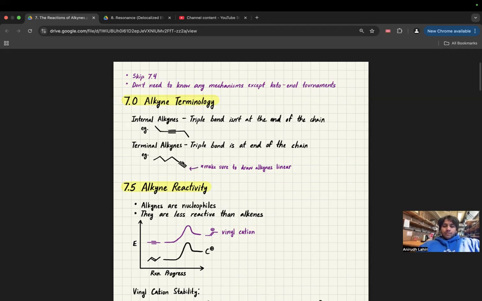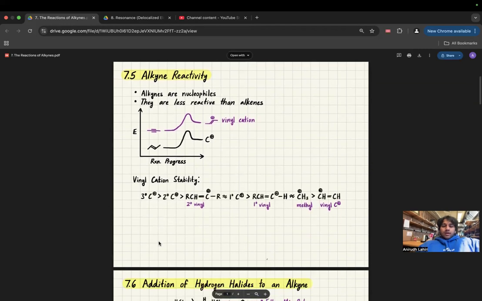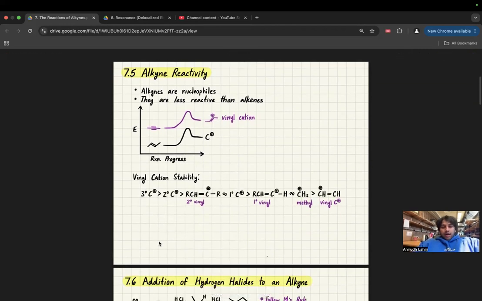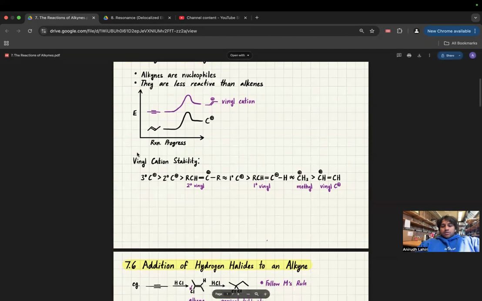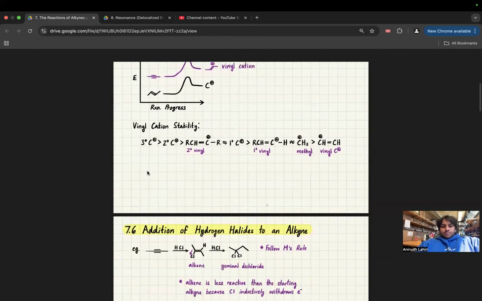So also make sure to draw alkynes as linear. So these triple bonds have to be flat, right? You draw a double bond like this, but you draw an alkyne like this. Okay? So alkynes are nucleophiles. They're slightly less reactive than alkenes, just because in a triple bond, the electrons are held more tightly, which makes an alkene more reactive. These are the stability trends. Vinylic means right on the bond, right?